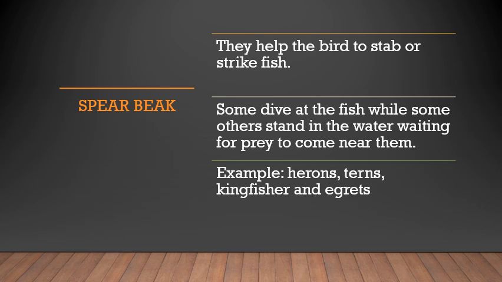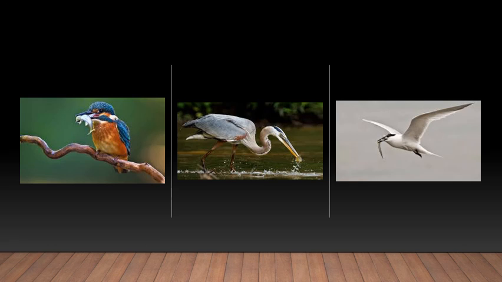Now, how do we do fishing? These birds also go fishing. So when they go fishing, some of them attack, and some of the birds wait in the corner for the fish to come near them so that they can eat them. That is called the spear beak. Examples are herons, terns, kingfishers, and egrets. Here are the examples: kingfisher, egrets, herons, and terns. They have spear beaks.